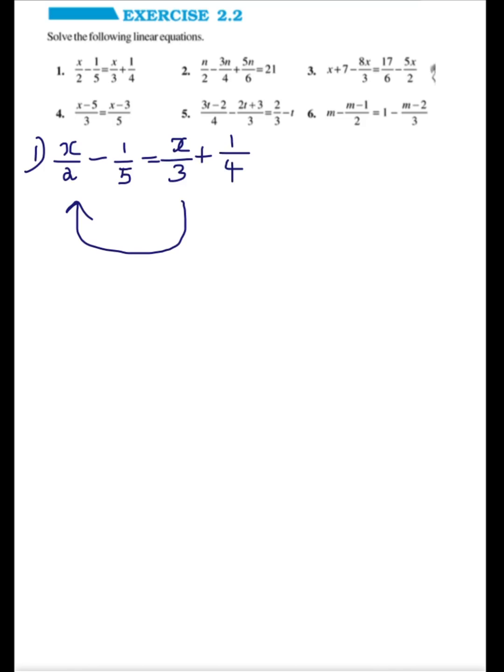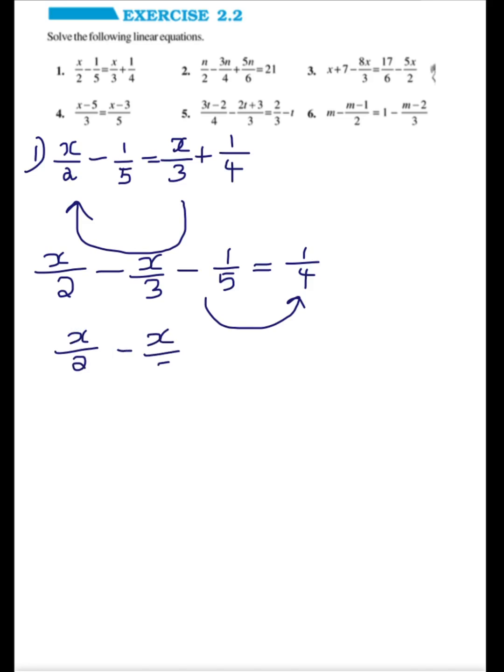Okay, so let's write the first thing as it is, that is x by 2, and if you are bringing this x by 3 to this side, it will become minus x by 3. Then what is remaining here? Minus 1 by 5 equals 1 by 4. In order to get the variables alone on the left hand side, you need to just take this minus 1 by 5 to that side. So you will get x by 2 minus x by 3 equals 1 by 4, and this minus 1 by 5 will become plus 1 by 5. Now you can see that the variables are on the left hand side and the remaining is on the right hand side.